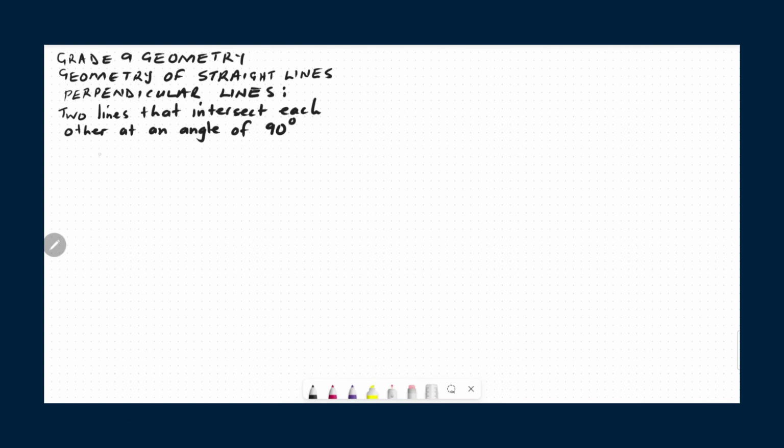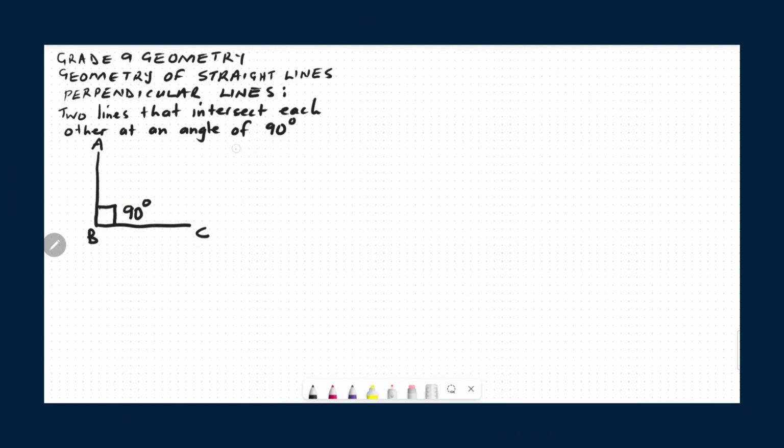So I'm going to draw two lines and I'm going to call them AB and BC. So this is the point of intersection. They intersect at 90 degrees. So that angle is 90 degrees. So we say AB is perpendicular to BC.